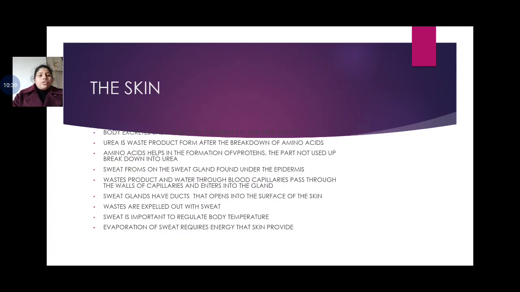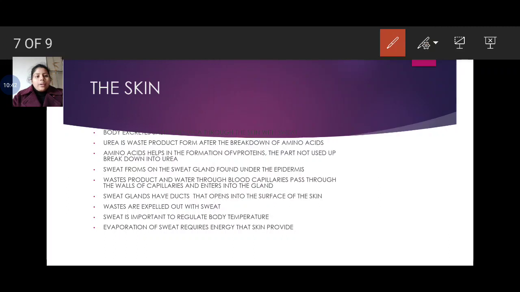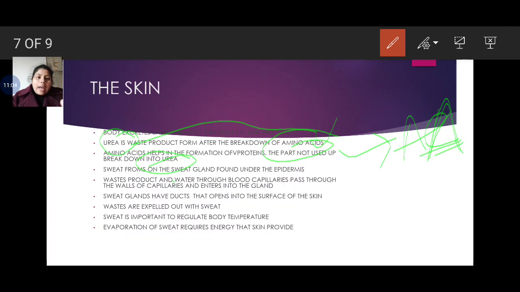So first of all, let's see what is urea. Here it is written. Urea is one of the components present in amino acid, and when the amino acid is broken down, the urea is released. Actually, amino acid helps in the formation of protein. The part of the component which is not utilized is produced out as urea.